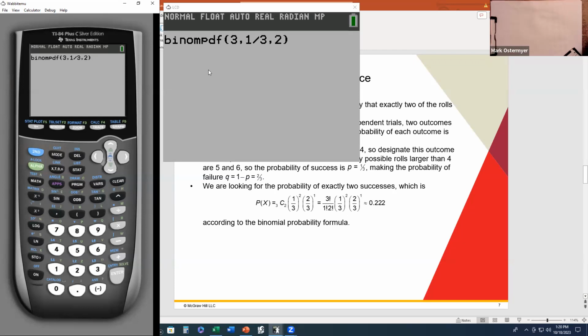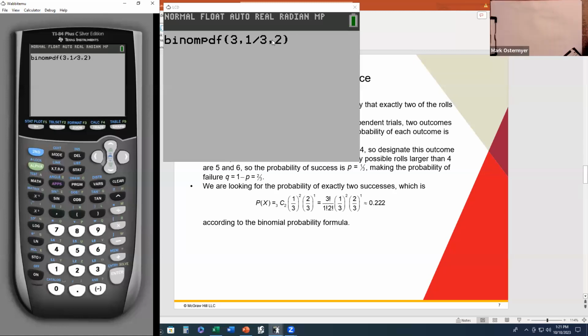This is what your binomial PDF function would look like if it was populated horizontally, because some TI-84 calculators don't give you that vertical way of looking at things on the previous screen. They'll just give you the function laid out horizontally, and you literally have to type in these numbers here: 3, 1/3, 2. Does anybody have a calculator that is horizontal as opposed to the previous screen, which was vertical? I do. All right, it's no big deal.